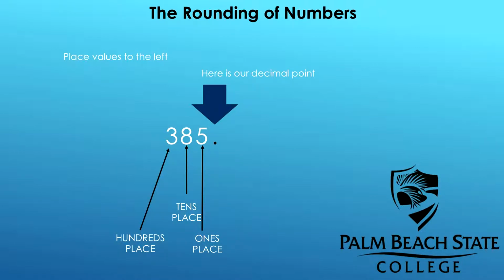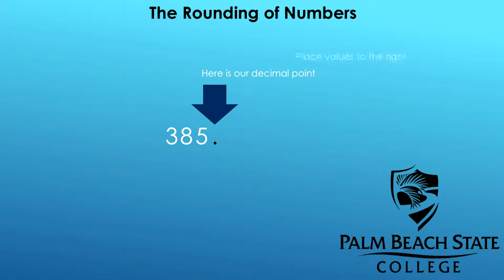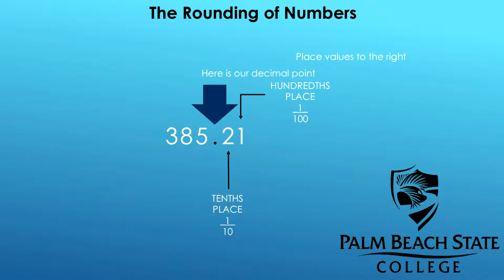Now, it goes on: thousands, 10,000s, but if you can remember up to the hundreds place in the paramedic program, you're going to be doing very well. Our place values to the right are the tenths place, the hundredths place, and the thousandths place. And again, it does continue, 10,000s, 100,000s, but if you can remember up to our thousandths place, you have the knowledge that you need to succeed.